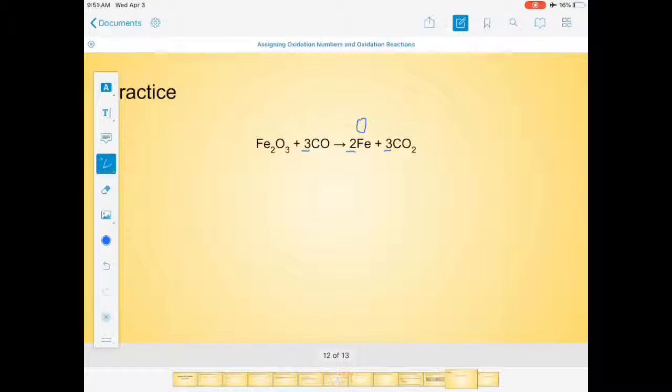Let's do this iron oxide first. Oxygen will get assigned first, a -2, giving it a total of -6. And iron needs to make up +6 to get us to 0. So +6 divided by 2 is going to give us a +3 for its oxidation number. Carbon monoxide acts kind of weird. We have a -2 on the oxygen, and carbon becomes a +2. And then carbon dioxide, we have a -2 on the oxygen, -2 times 2 becomes -4, and so carbon has to be a +4.